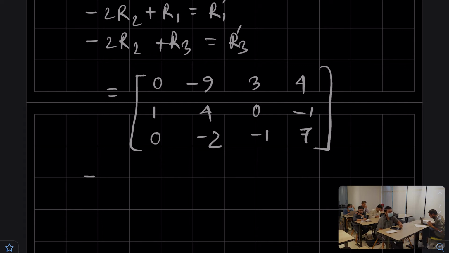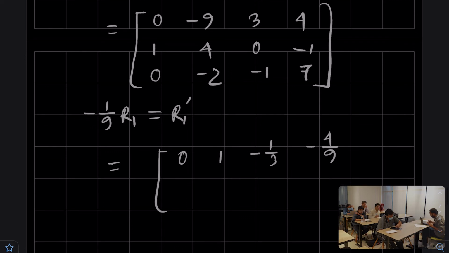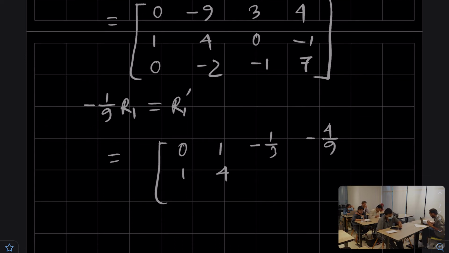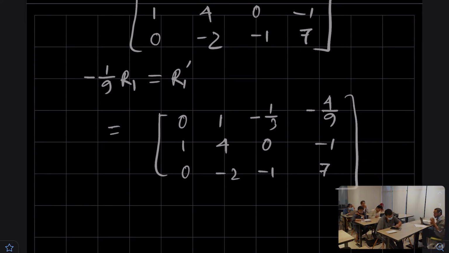Then minus 1 over 9 with R1 equals R1 prime, then this will be 0, 1, minus 1 over 3 and minus 4 over 9, with 1, 4, 0, minus 1, 0, minus 2, minus 1, 7. Okay. So these are all elementary row operations that are allowed, right?